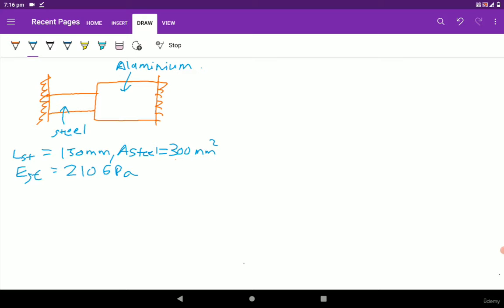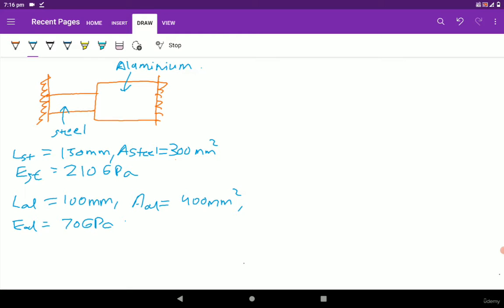Now let's talk about the aluminum part. The length of the aluminum part for this question will be 100 millimeter. The area of this aluminum part will be 400 millimeter square, and Young's modulus for the aluminum will be 70 gigapascal.